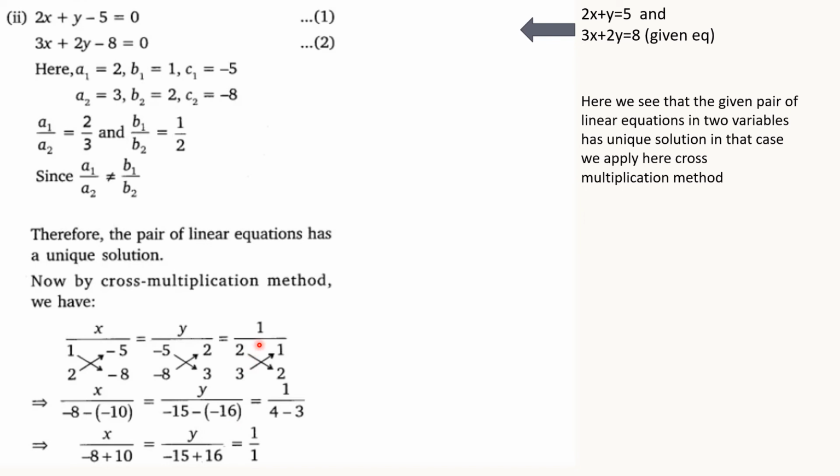Now again let us come to equation 1 upon this. So here 2 multiplied with 2, we get 4. Put the minus sign between them and we multiply 3 with 1, so we get 3. Now on solving we get x upon minus 8 plus 10, that is minus 8 plus 10, equals y upon minus 15. Here minus minus is positive, so plus 16, equals 1 upon 1.